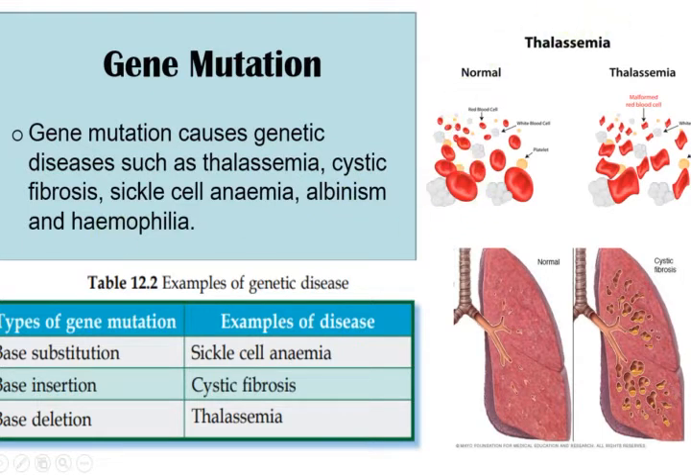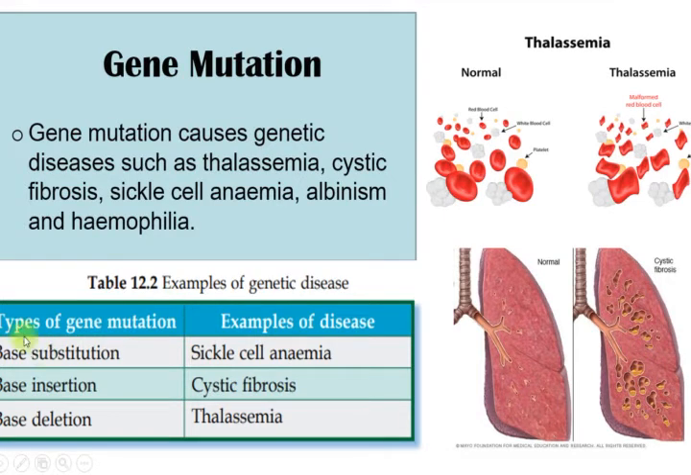So this refers to thalassemia. We already discussed thalassemia in the inheritance topic a little bit. Thalassemia occurs because of abnormal hemoglobin, so the red blood cells cannot transport oxygen efficiently. And this refers to cystic fibrosis. Cystic fibrosis causes the production of mucus in the lungs, and that will cause damage to the lungs.